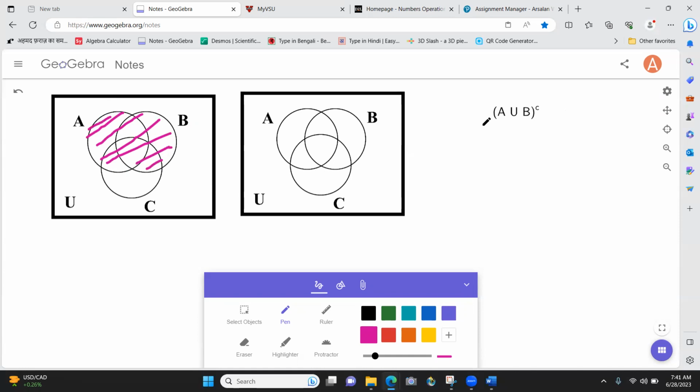Now, my real question asks me to find the complement of A union B. All right. A union B complement would be everything outside the pink shaded region that's inside the rectangle. And my final answer is going to be in green.